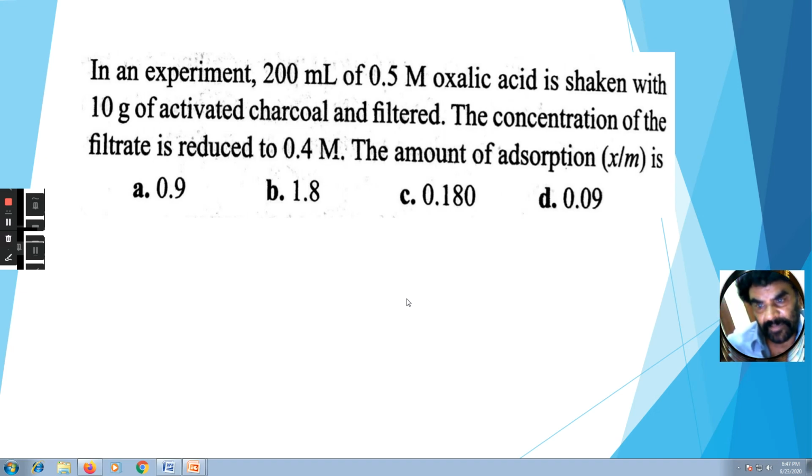And 10 grams of the adsorbent activated charcoal is taken, that is added to 200 ml of 0.5 molar oxalic acid solution. In this process, some amount of the oxalic acid is adsorbed on the charcoal. Due to this, the amount of oxalic acid in the solution decreases and its concentration is reduced to 0.4 molar. Now from this data we have to find out the mass of the oxalic acid adsorbed. So once you know the mass of the oxalic acid adsorbed and the mass of the activated charcoal, you can find out the X by M.